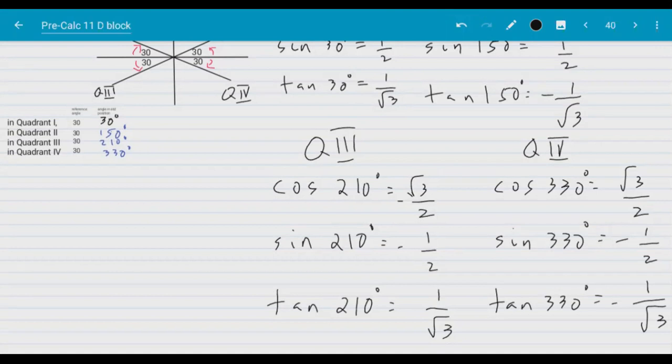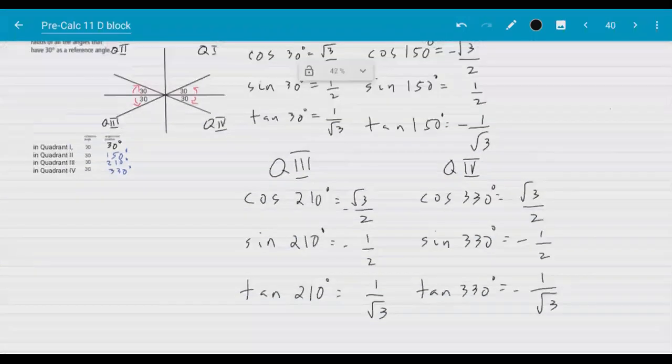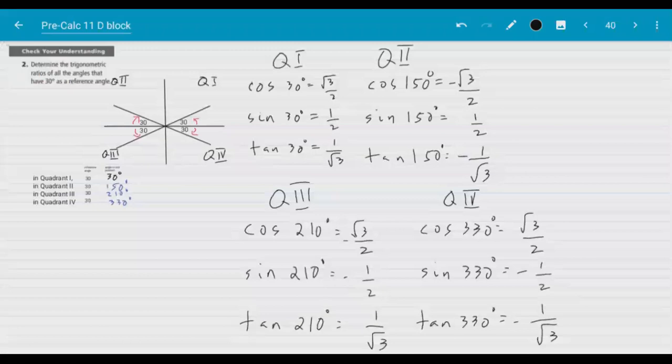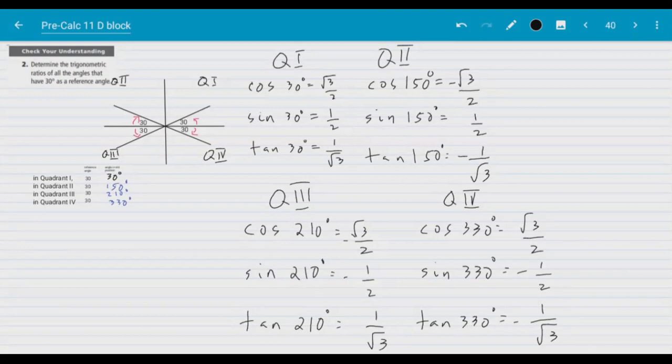So, in summary, the reason why you have to get the values for the reference angle is that it will give you all the trig values for those angles in standard position that have the same reference angle. All you have to do is to ask yourself what adjustments to the sign of the numbers you have to do, depending on what quadrant it is that your angle will be terminating in.